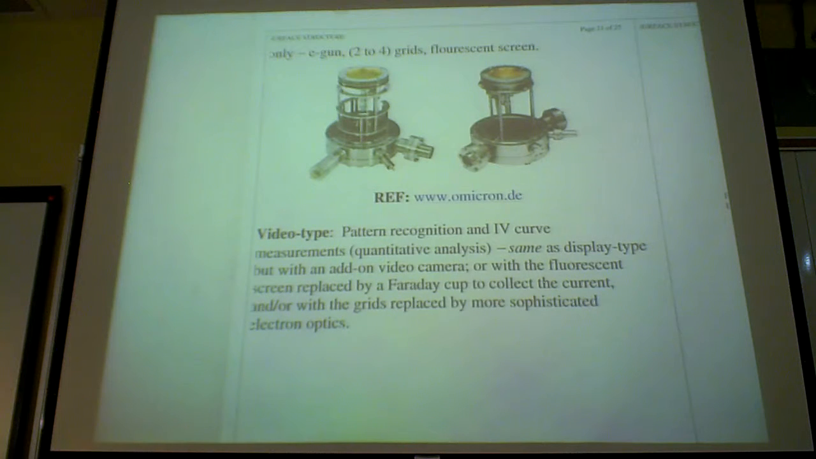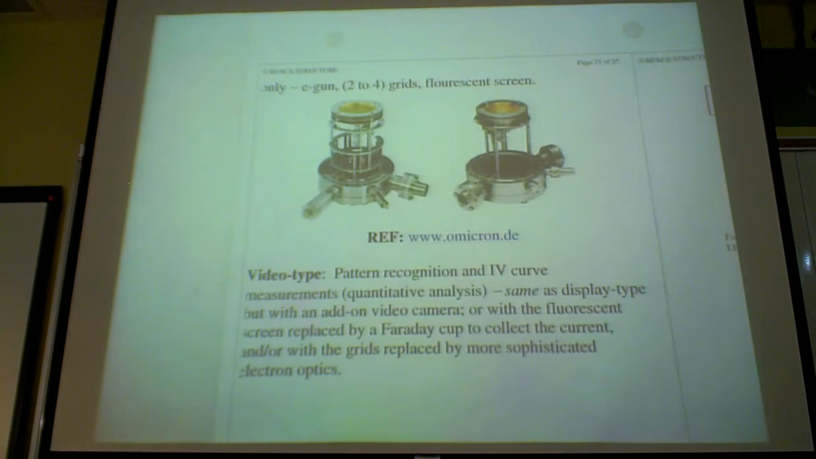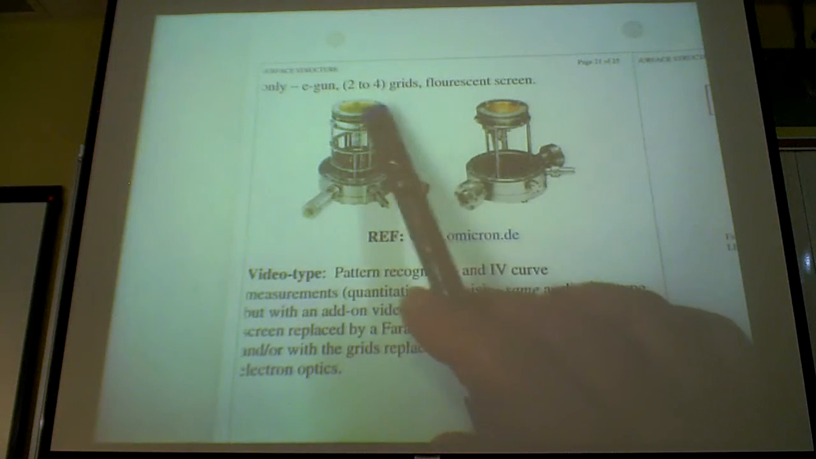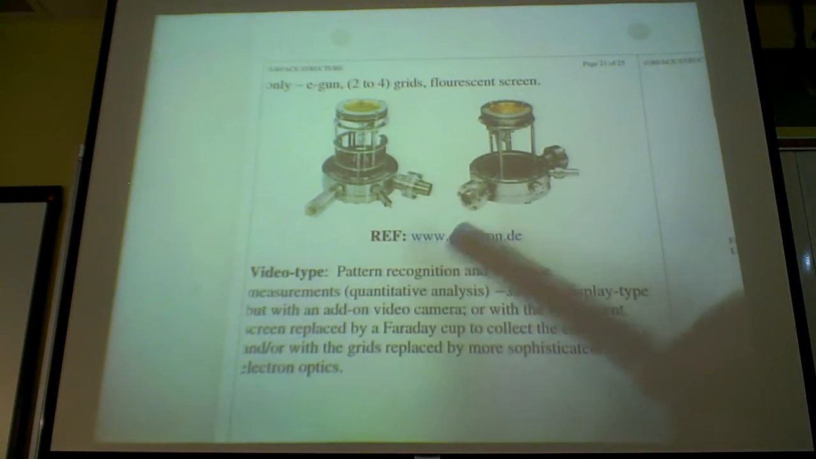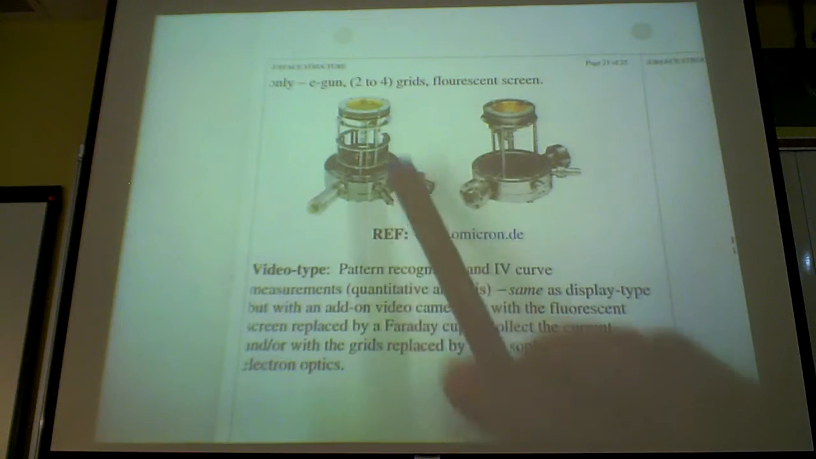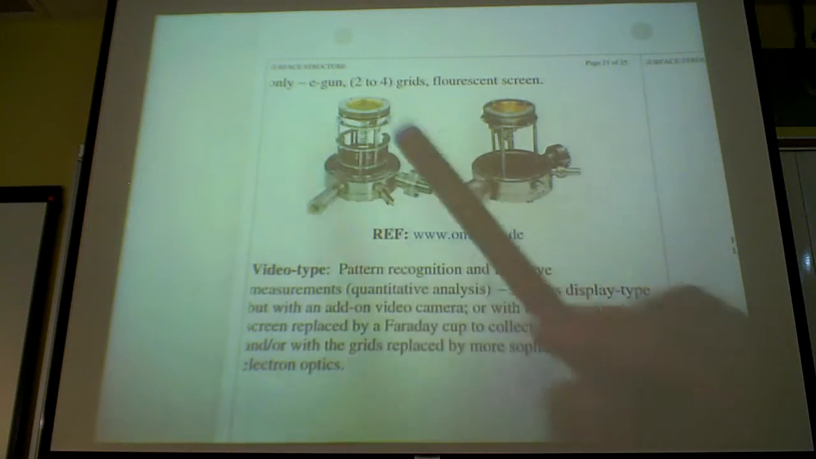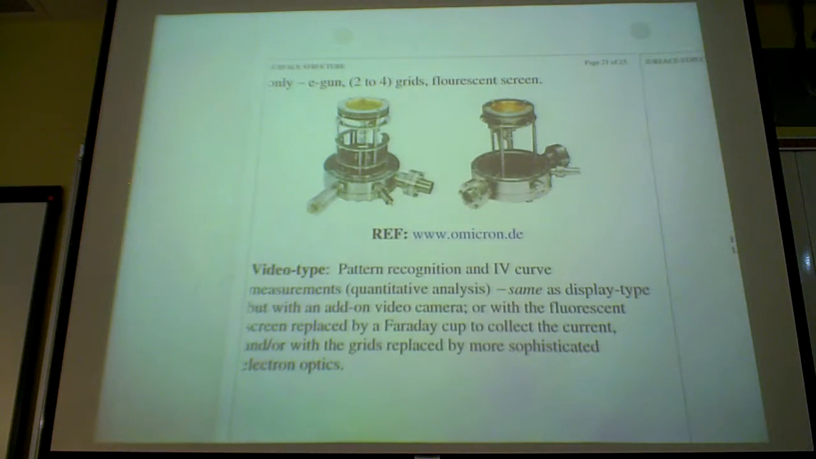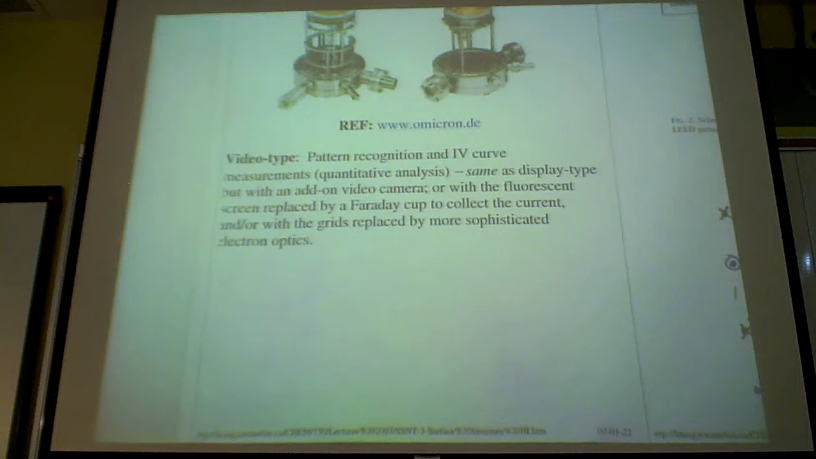There is a commercial system sold by Omicron, and other manufacturers sell it as well. The Canadian manufacturer is based in London, Ontario, the OCI. I think there's a link on my website to that. They do sell this. I would say they are one of the primary suppliers of this type of LEED optics in the business right now. You can also do IV curve pattern recognition, meaning that you digitize.